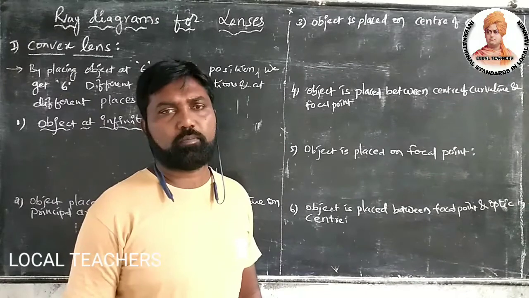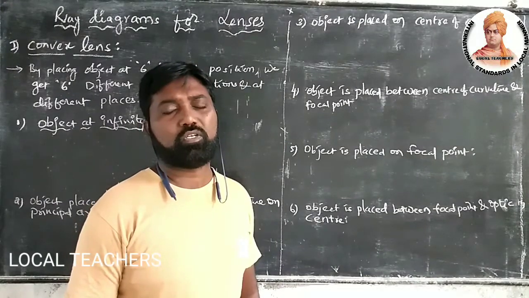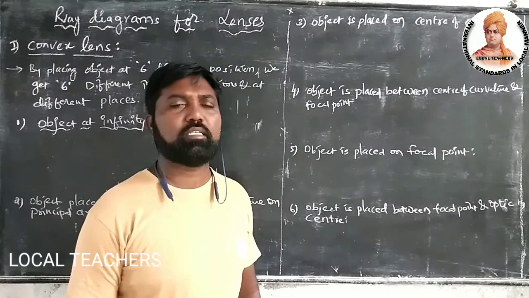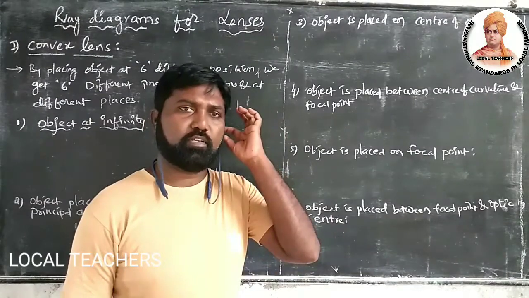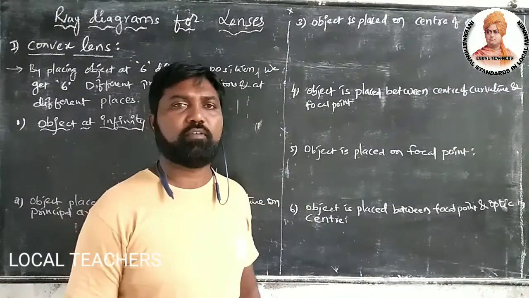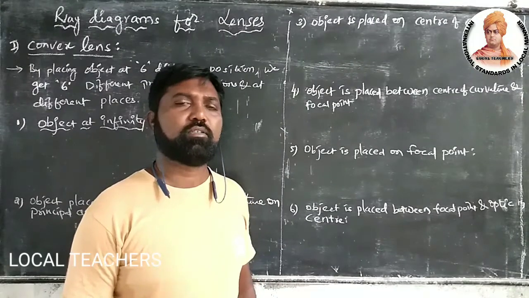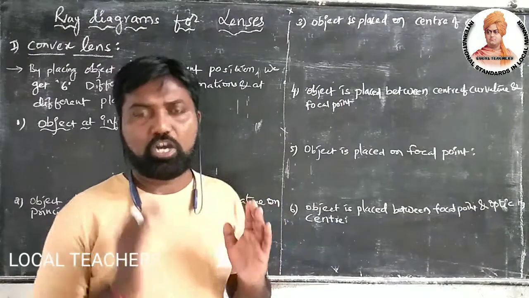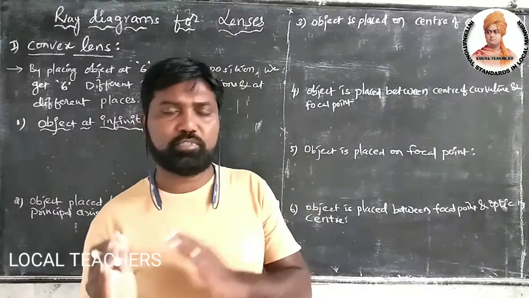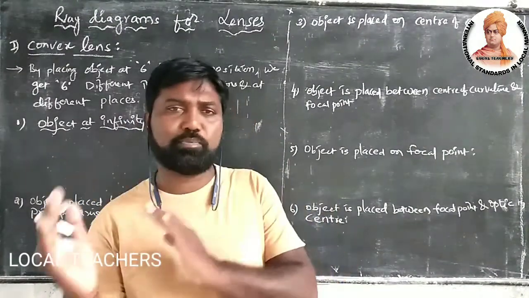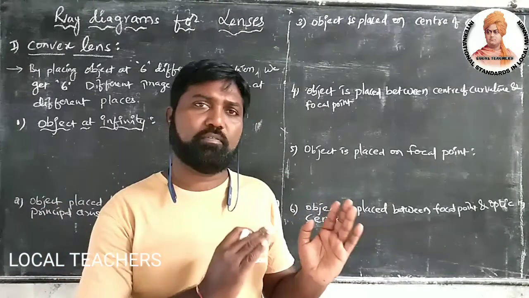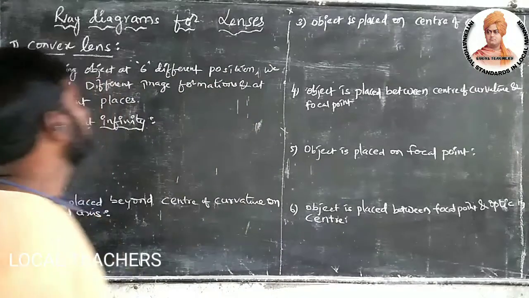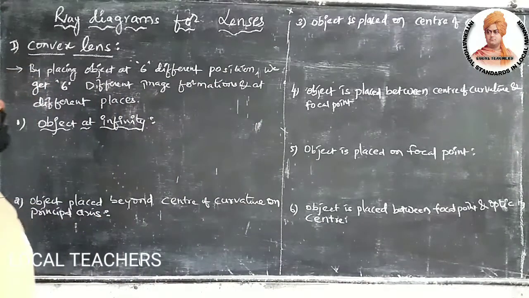Today our topic is drawing a ray diagram for lenses. In this, first of all, we are considering a convex lens. As we know, there is a possibility of keeping the object at six positions. For those six positions, we get the images. So let us consider position 1.